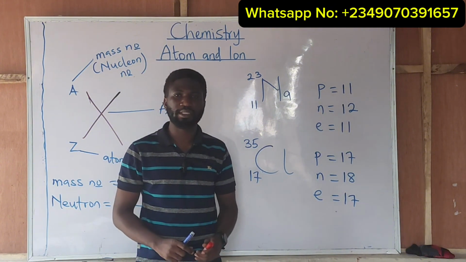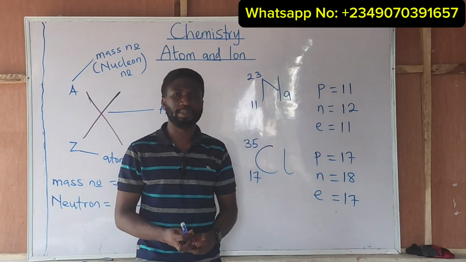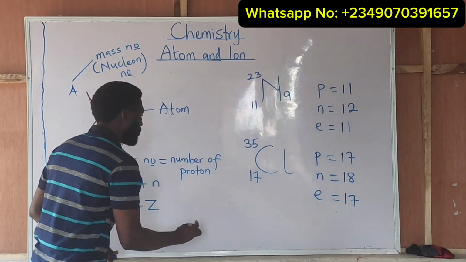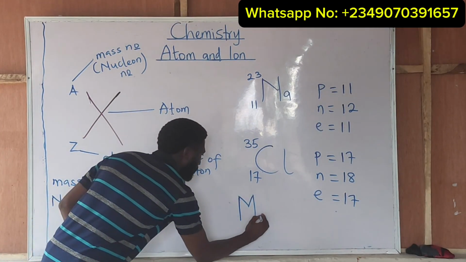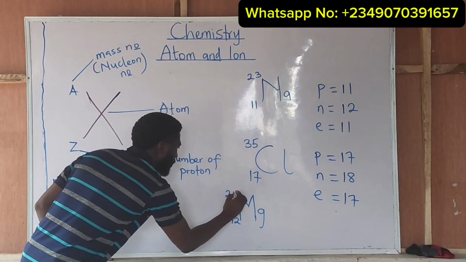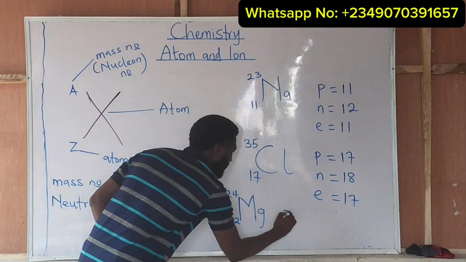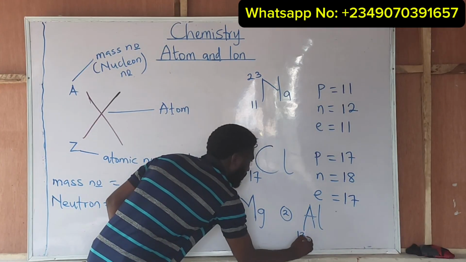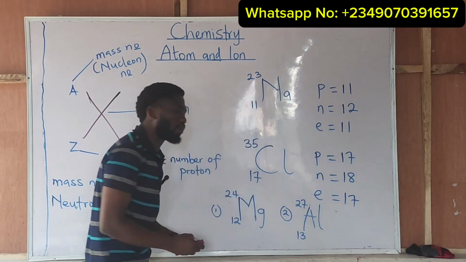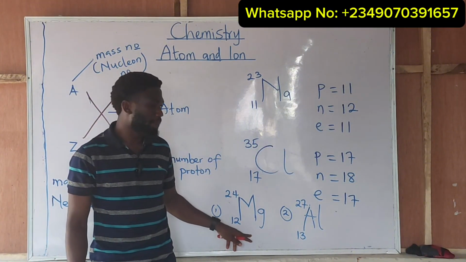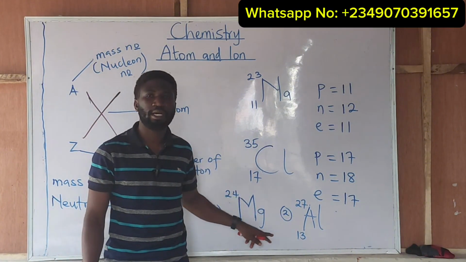I believe you understand. So here's a question for you. Give me your answer in the comments section. So for magnesium, which is 12, 24, and then for aluminium, 13, 27, calculate the number of proton, neutron, and electron for each of these atoms.